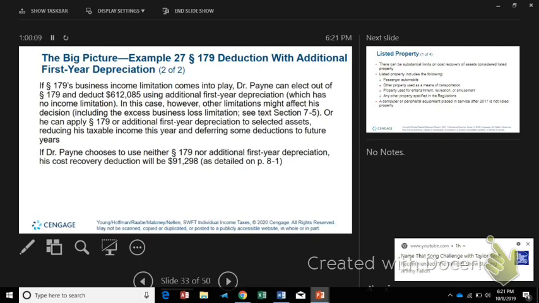Right? If he chooses to do neither one, then he's going to end up with that $91,000 that he had on the very first page. Because when Dr. Payne came up with his depreciation, when he first gave us on the very first page of the big picture, the only thing he was doing was half year. That's the only thing he was doing.